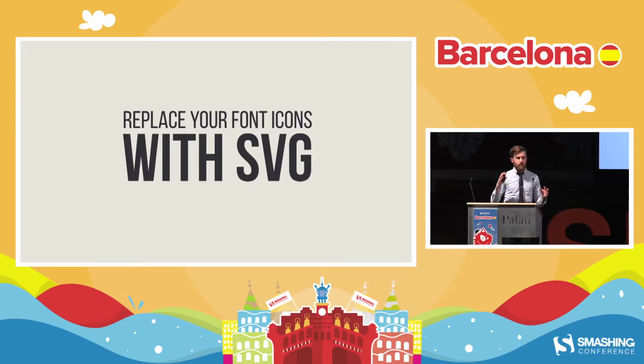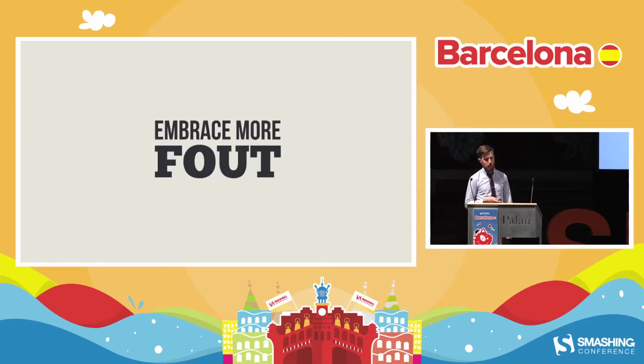So font loading is already complicated enough that we shouldn't have to add another layer of complexity onto font icons. Just use SVG for your icons. You'll be much happier. But really, the solution that we're trying to drive home is that we want to embrace more unstyled text. The faster we can display unstyled text to our users, the happier they will be.